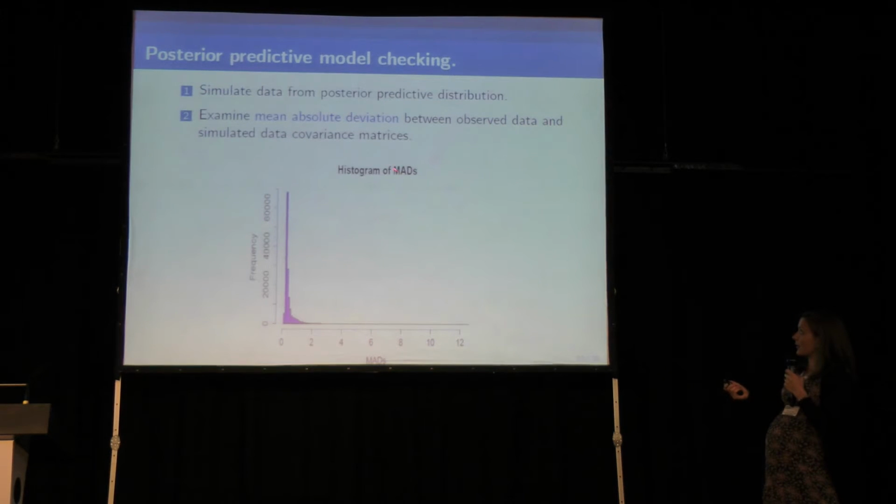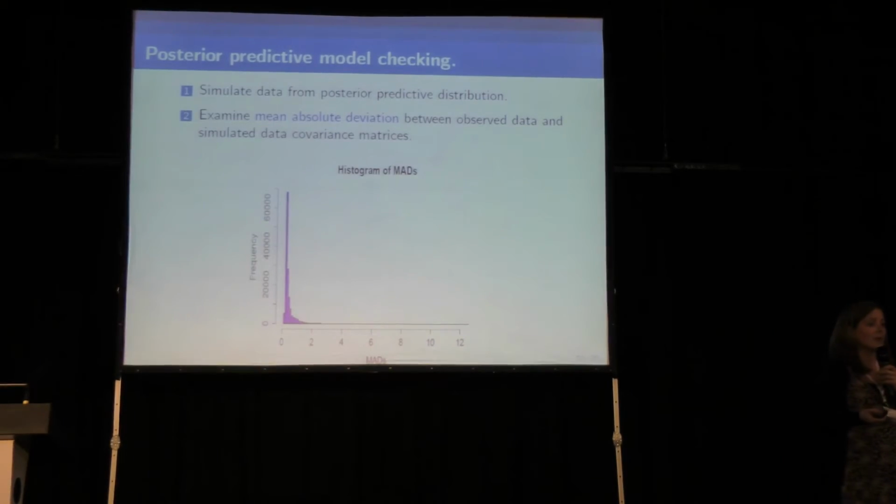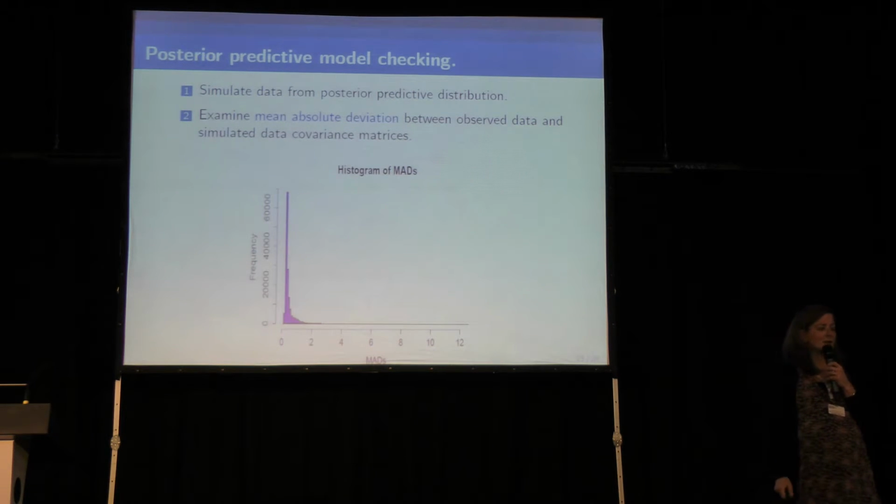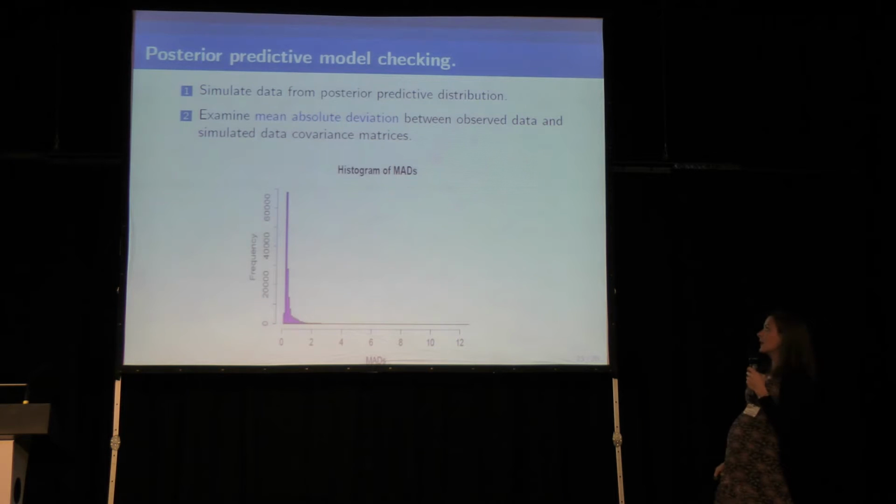And what we did then with these mean absolute deviations, the MADs, we simply looked at a histogram of these values, and you can see by and large, they're all quite small, hopefully suggesting that our model fits reasonably well.